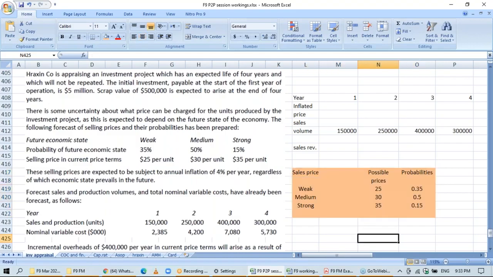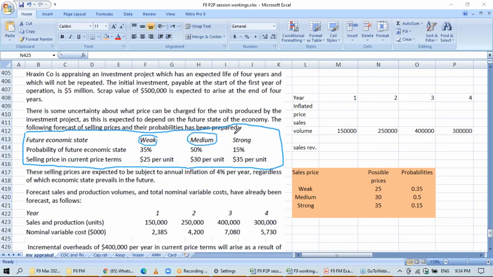Okay, students. Over here, let me tell you about the selling prices in this question. What the question says is that the selling prices are dependent on future economic conditions, which are uncertain. So according to the question, there can be three economic conditions: weak, medium, or strong. And in all of these conditions, the prices are different. The price will be 25 in weak condition, 30 in medium, and 35 in strong conditions.